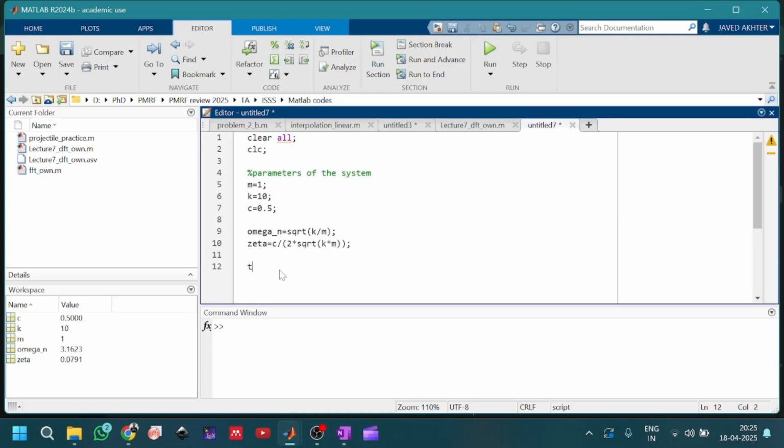So let us define our initial time. So this is our initial time, then we will have our final time. So let us take it to be 20 seconds. Then we have the time step.